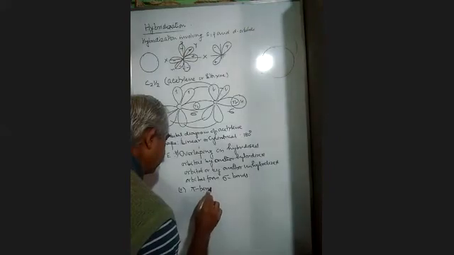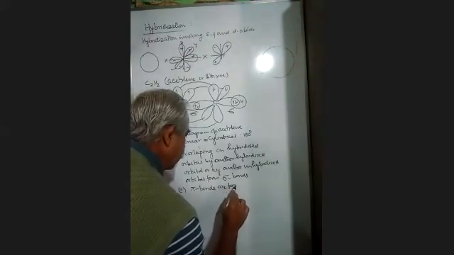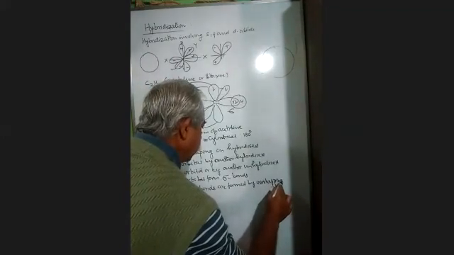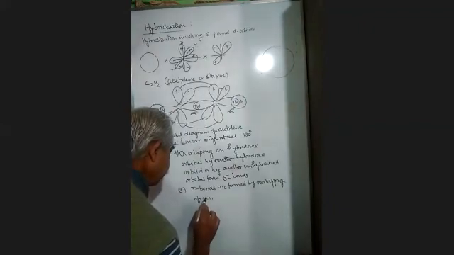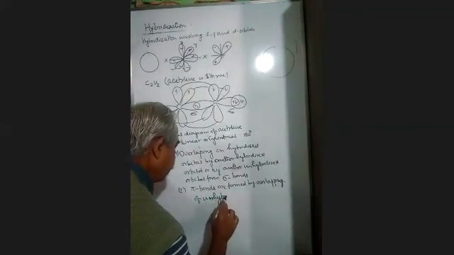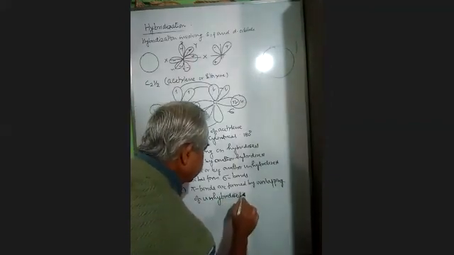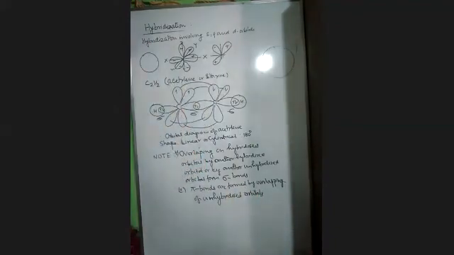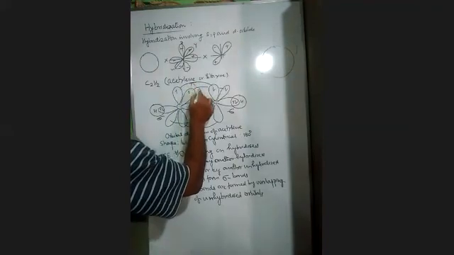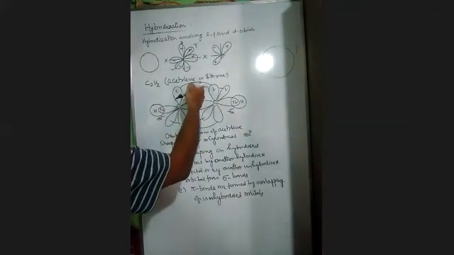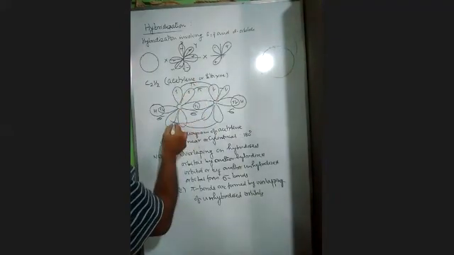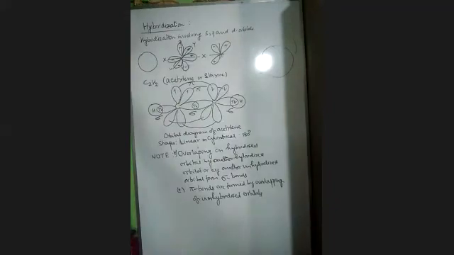Pi bonds are formed by overlapping of unhybridized orbitals. See, it has 2 pi bonds. Please remember, this and this is 1 pi bond. This and this is another pi bond, because it takes place on the top and the bottom. So don't confuse that there are 4 pi bonds. There are only 2 pi bonds.